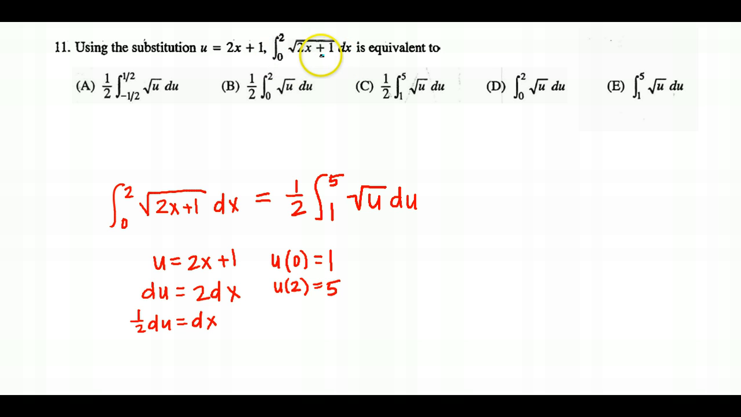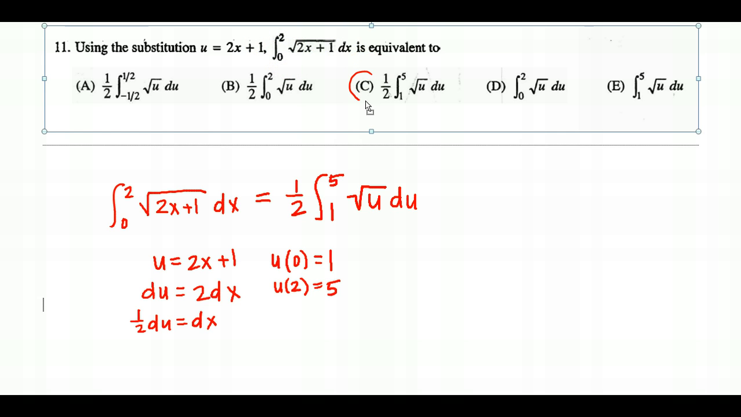So this definite integral is equivalent to, with this substitution, it looks like C: the 1/2 times the integral from 1 to 5 of square root of u du. So they didn't even ask you to evaluate this integral. They just want to make sure that you understand the substitution method with a definite integral. So the answer is C.